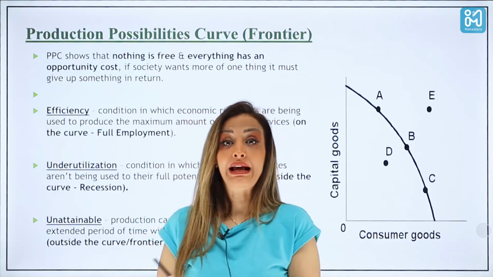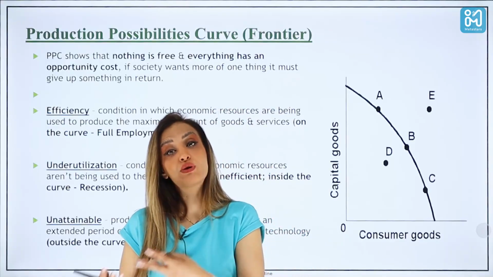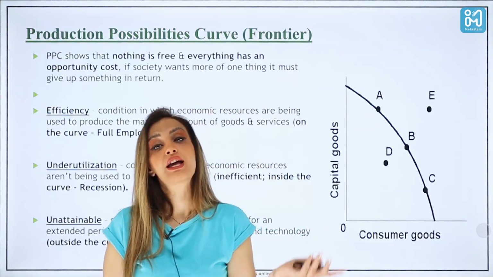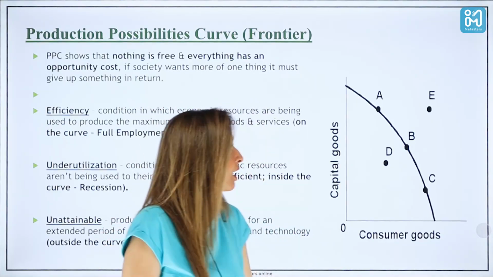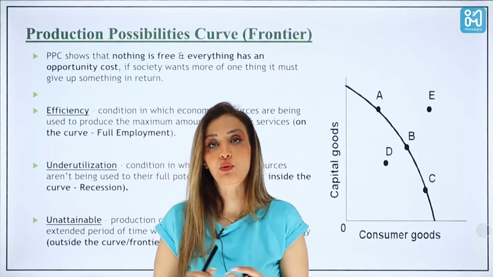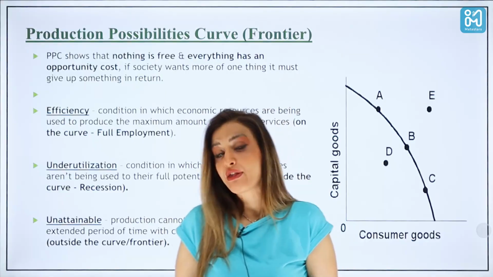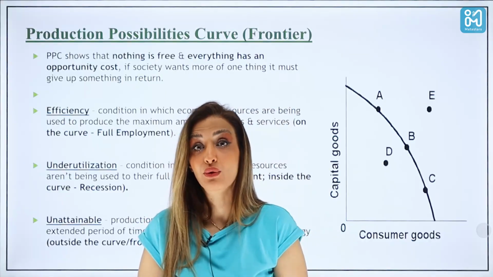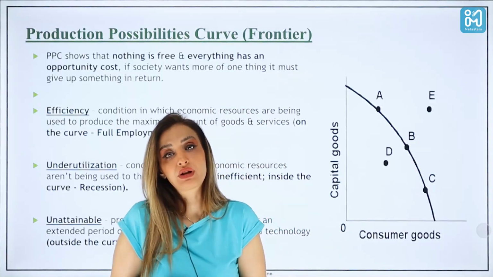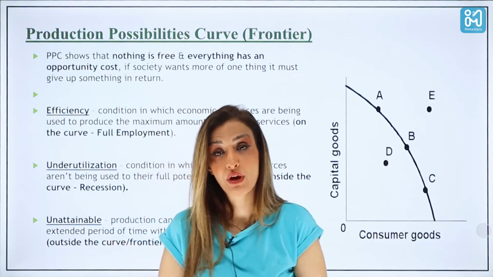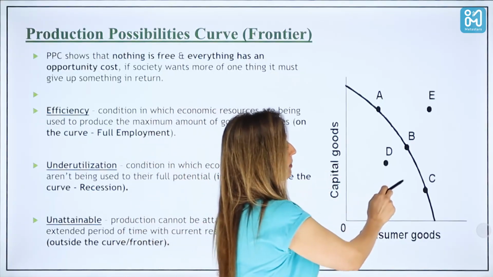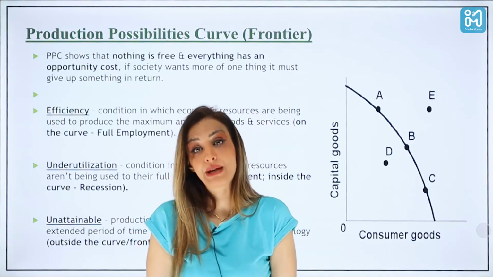So I have a gap or a problem while I'm doing the production process because I'm using my resources inefficiently. Let's look at point E. The place for this point is unattainable. That means I don't have enough resources to reach this point, but it might be in the future that if you have economic growth and enough resources are available, this curve might move from left to right and point E will be attainable.